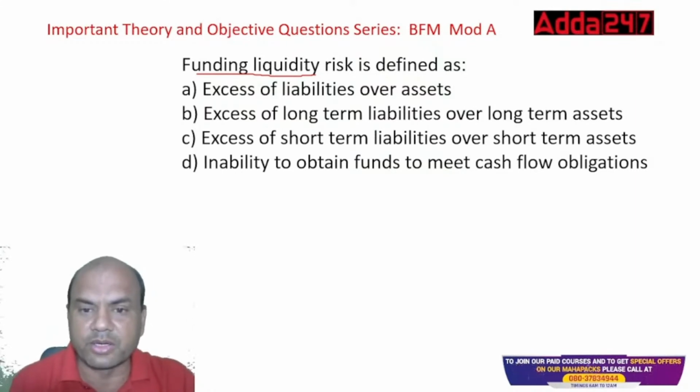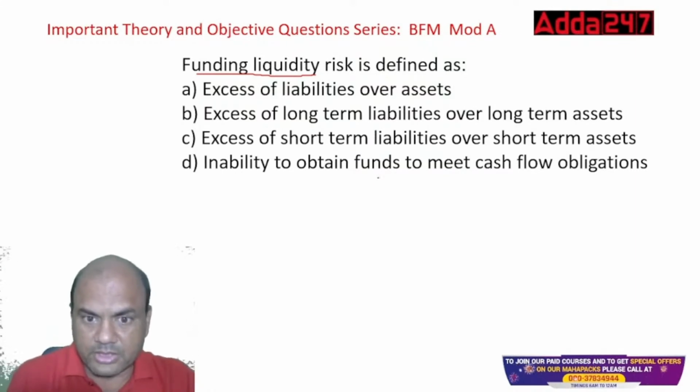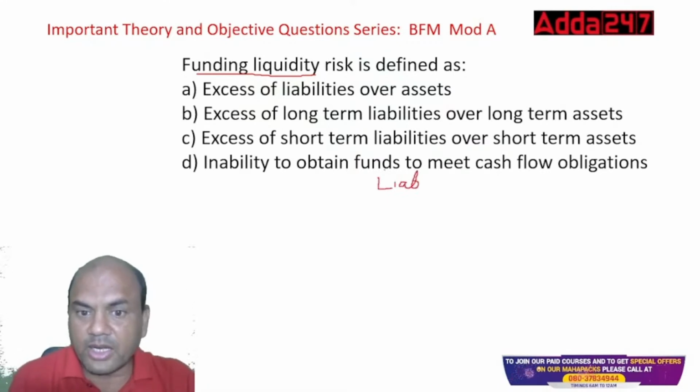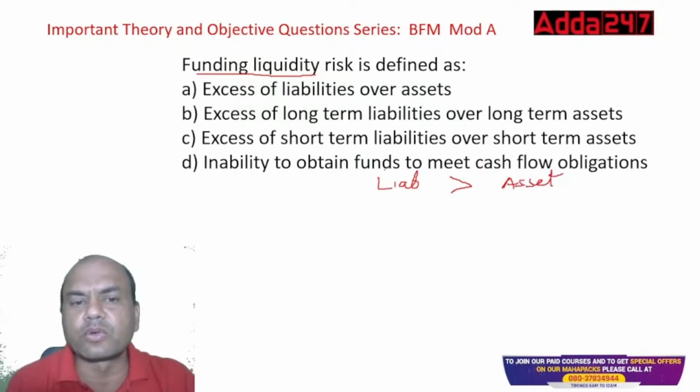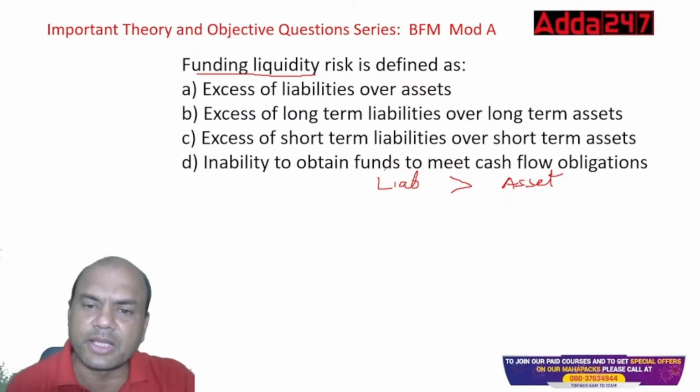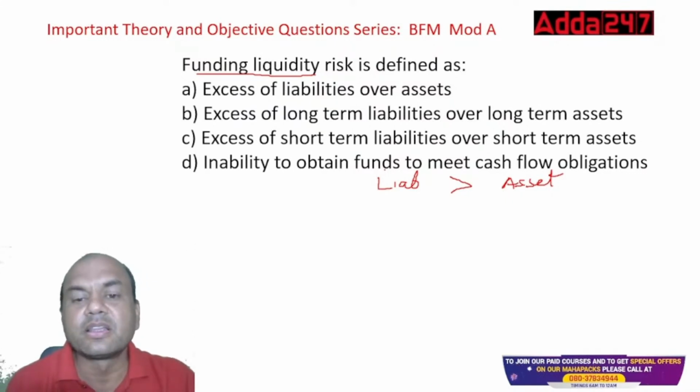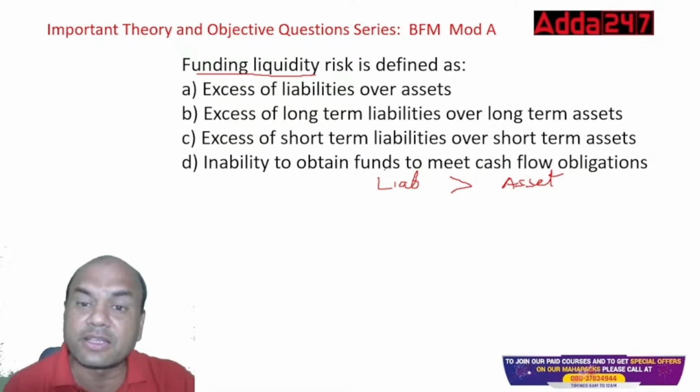I'll show you over here. Liabilities greater than assets. In all the cases, logic is same. Okay. Liabilities are greater than assets here. Over here, excess liabilities over assets. Here, long-term over long-term. But after all, the same. Liabilities and assets. Short-term over short-term. Logic is same. Liabilities over assets. So, logic is liabilities are more than assets. So, definitely that is the answer.